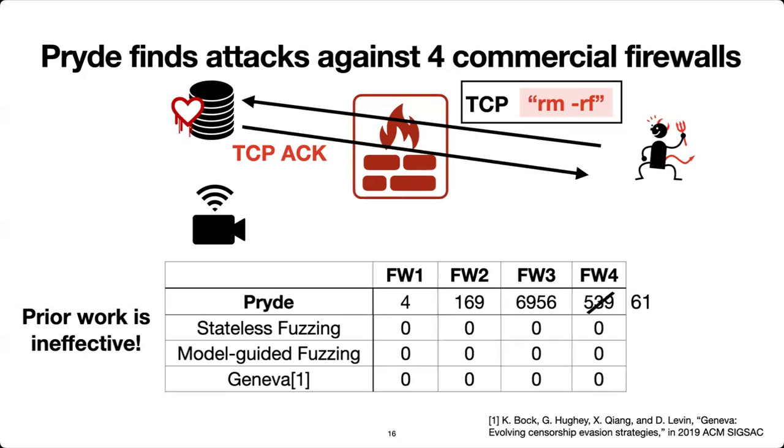Now, if we actually make the success criteria more strict and have the criteria that the TCP ACK from the victim must actually be forwarded back to the attacker, Pryde is still able to find the same number of attacks against three of the firewalls listed over here. And this sort of an attack gives the attacker feedback about whether their attack was successful or not.